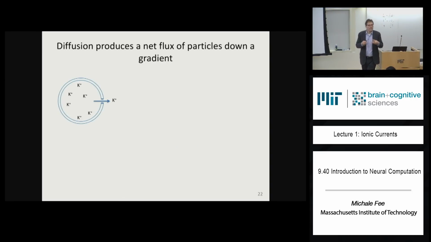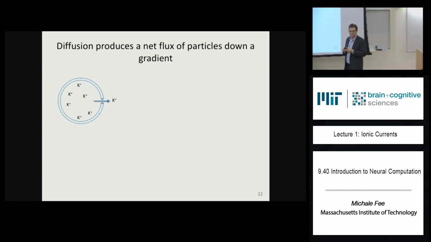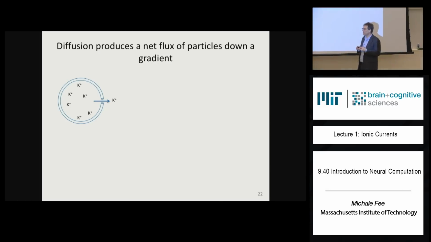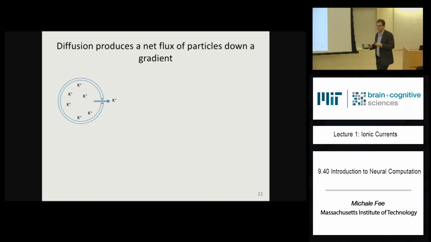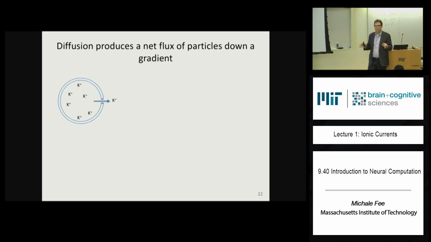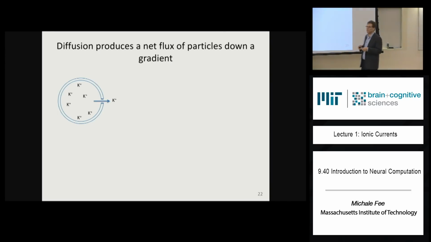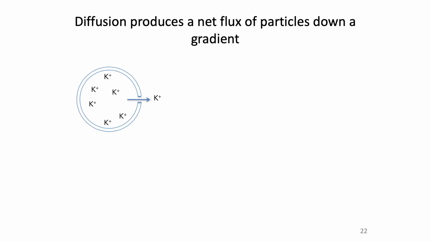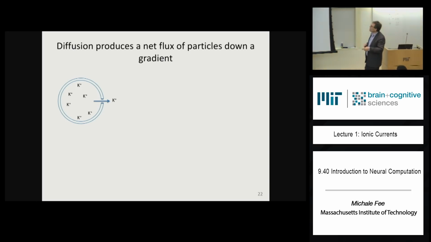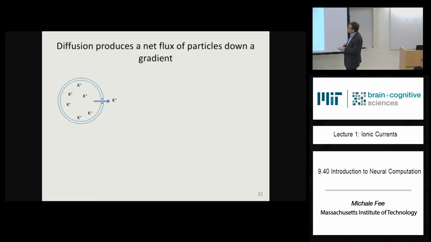Okay, so now this is really an important concept. This Fick's first law, the fact that concentration gradients produce a flow of ions, of particles, is so fundamental to how neurons work. And here we're going to be building that up over the course of the next couple lectures. So imagine that you have a cell that has a lot of potassium ions inside, and very few potassium ions outside.